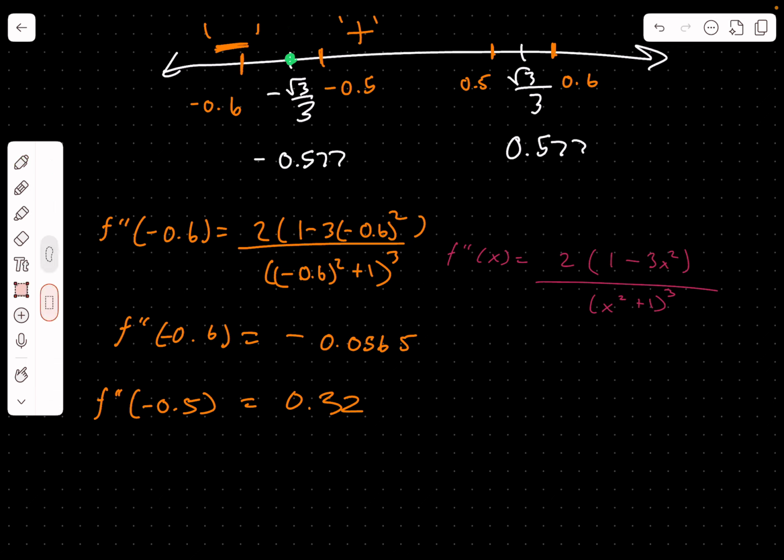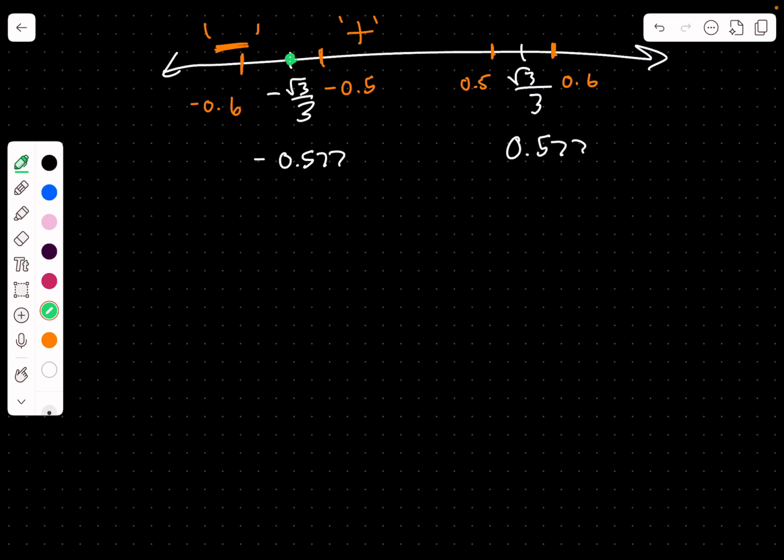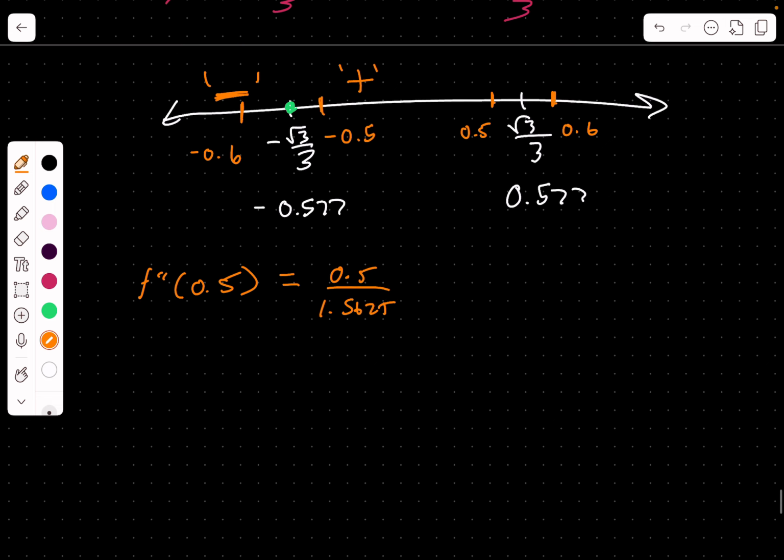Therefore, I'm going to erase all of this mess. Okay. Now let's plug in these points. When we plug in 0.5 into our second derivative, it spits out a funky number. It's like 0.5 over 1.5625. And again, the numbers don't matter. It just matters if it's positive or negative. So over here we have it positive.